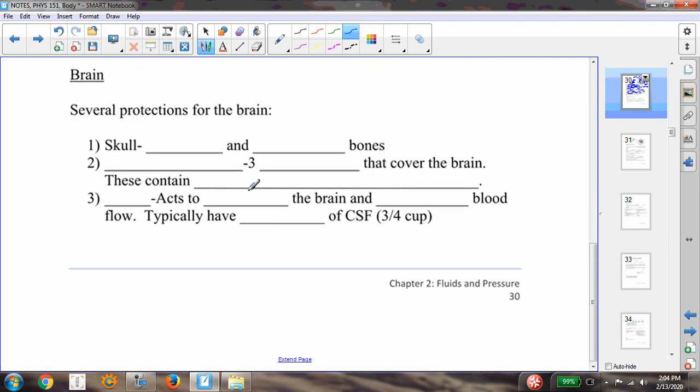Let's look at the brain. Several things I want you to know about with the brain. We're going to come back to the brain in a later chapter on electricity, but just for now, a couple of things about fluids. The skull includes the cranial and the facial bones.